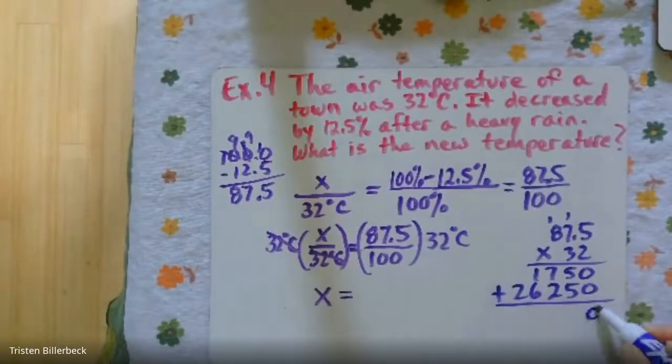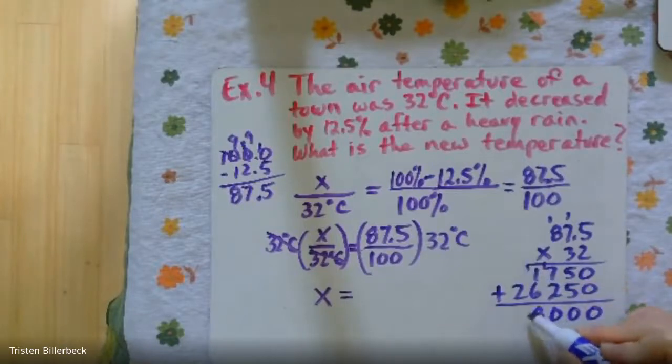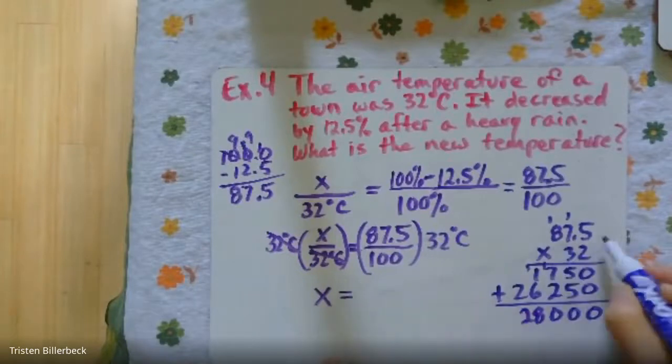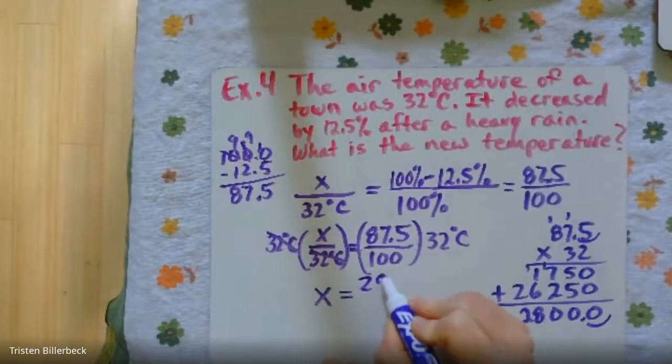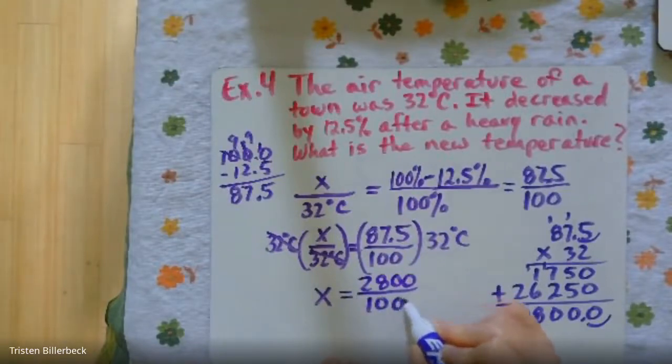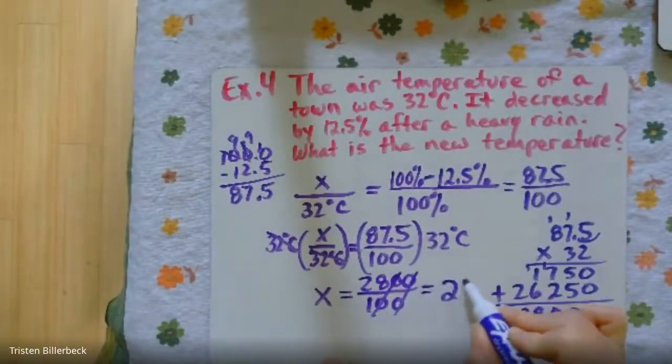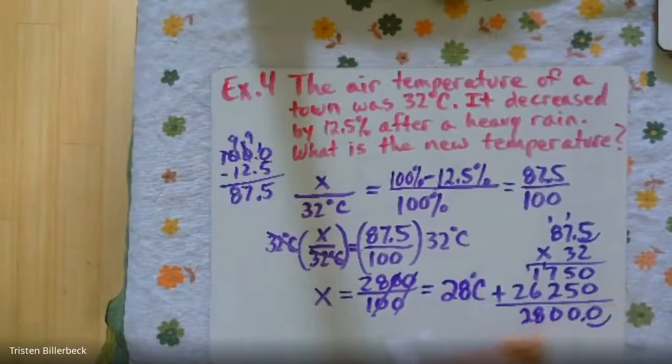So we add these two together. Move the decimal, don't forget those decimals. So we have 2,800 divided by 100. Well, we can just knock those zeros off. So x is 28 degrees Celsius. And there you go.